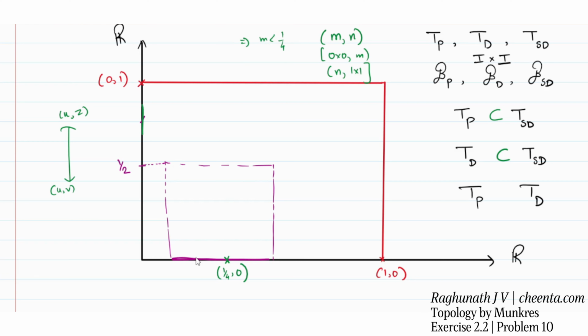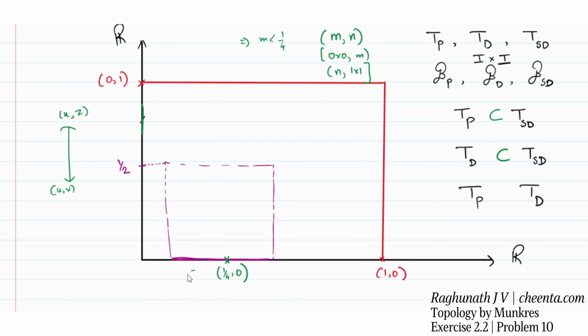So if you take some value x equal to m less than 1 by 4, again I can come up with this entire line which is between x equal to m and x equal to 1 by 4, at x equal to n, where this entire line is present in that basis element, but this entire line is not present in this violet box, which is obvious from the picture, right?